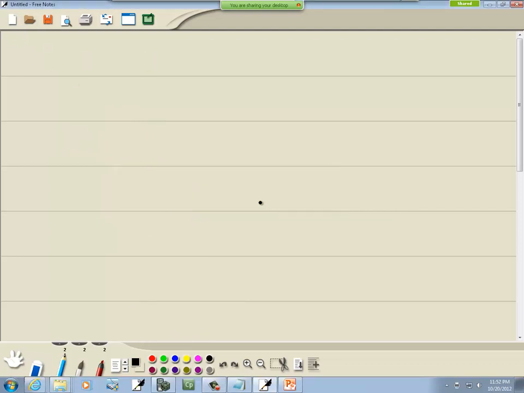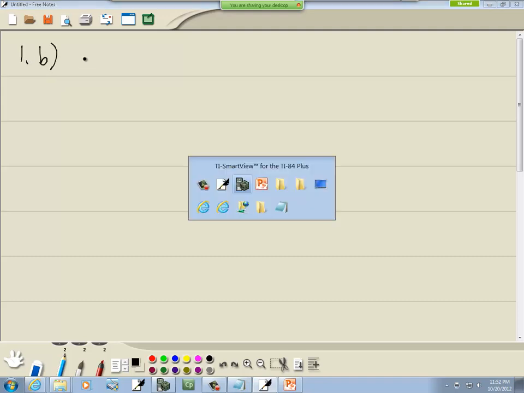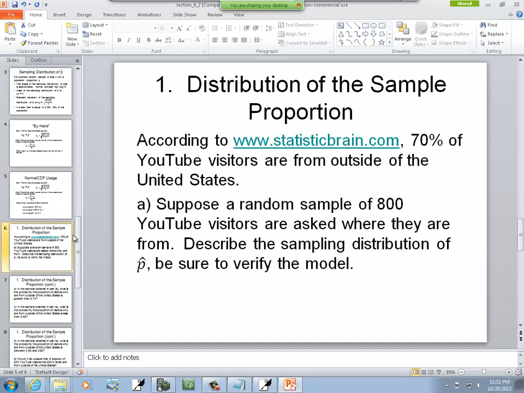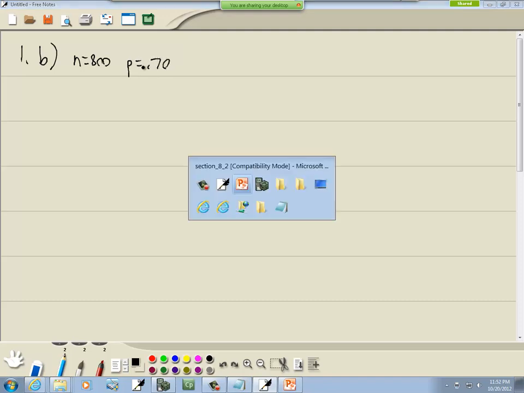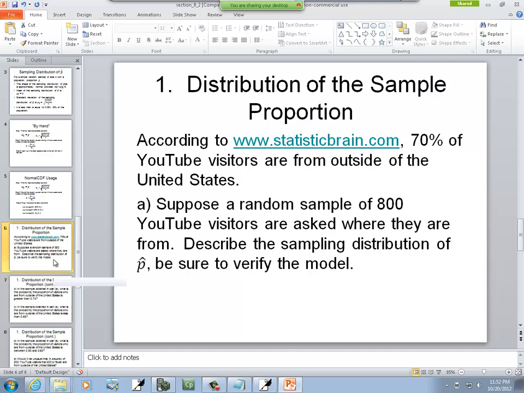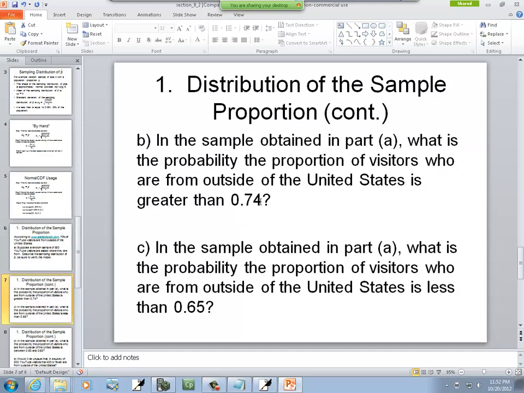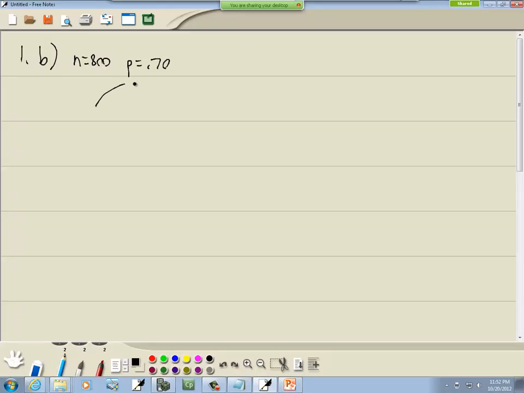Now let's look at 1B again, using the by hand. Now still, let's see, n is 800, and p is 0.70. And it says the proportion is greater than 0.74. So here's 0.74, and this is again p hat. They're telling us p hat is 0.74, and we're saying greater than that. So that's what the picture looks like.